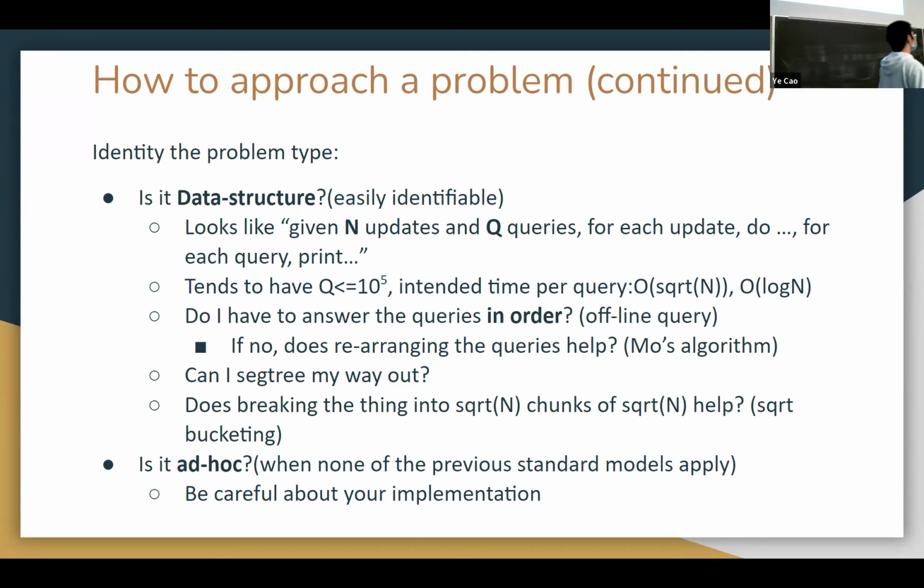Finally, there is the ad hoc type of problem. Ad hoc is a Latin phrase which translates roughly to "for this purpose." These are the problems to which none of the previous models apply. When you see an ad hoc problem, it should be pretty straightforward. These problems tend to have pitfalls in implementation, so be careful about that. So these are 8 types of problems that we often encounter in programming competitions.